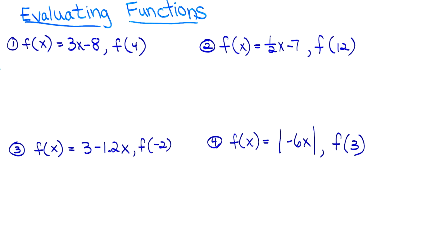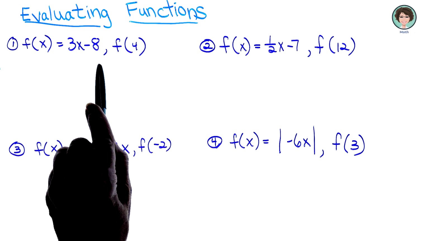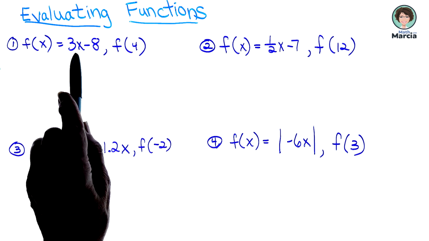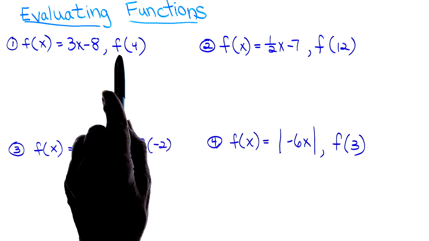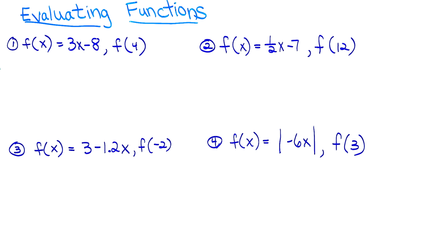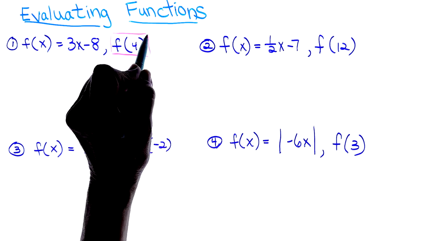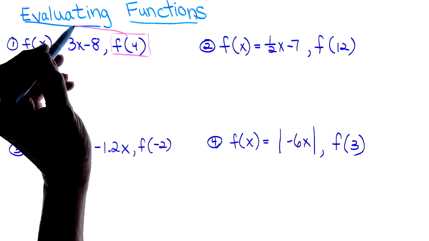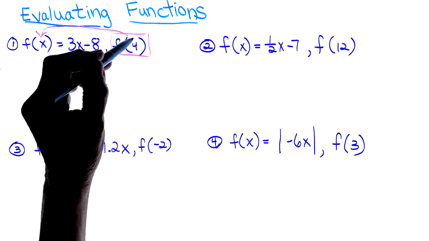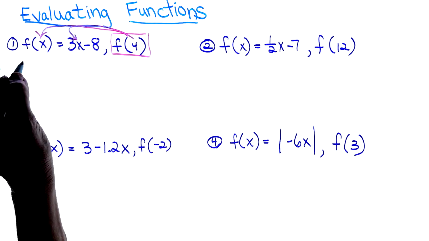This lesson is about evaluating functions. When you have an equation that looks like number 1, f of x is equal to 3x minus 8, and then there's a comma and you have f with a 4 in parentheses, all that is telling you, and this is our most important information, is that we are going to be substituting that value in to where x is in the equation.